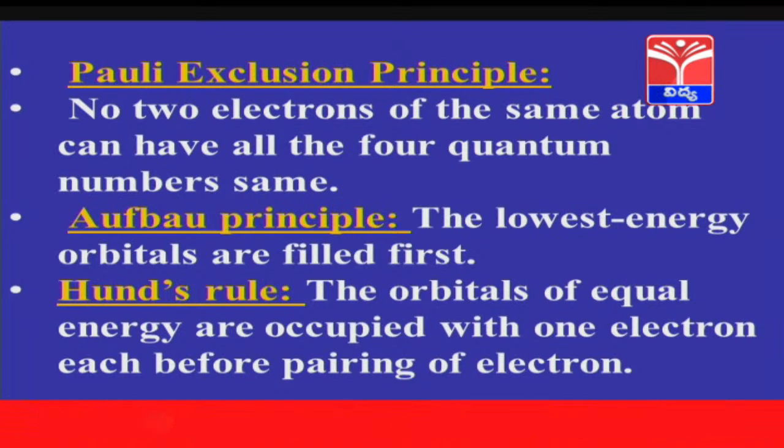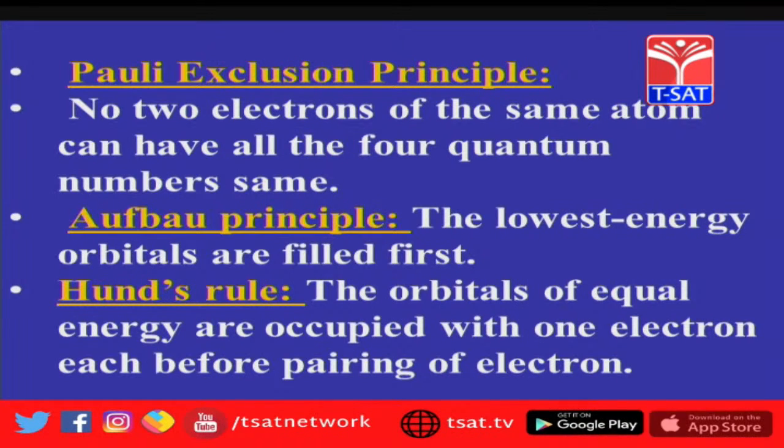By the Aufbau principle, the lowest energy orbitals are filled first. And what is Hund's rule? The orbitals of equal energy are occupied with 1 electron each before pairing of electrons.